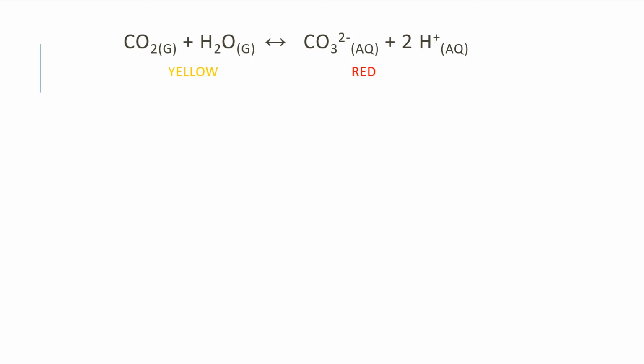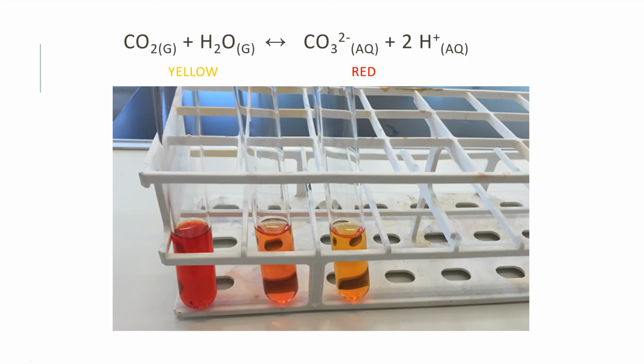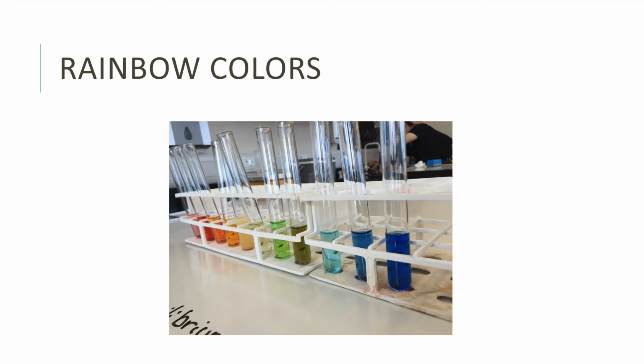CO2 plus H2O to form CO3 2- plus 2H+. All three of these test tubes were created from this equilibrium shift. Rainbow colors. This last photo shows all of the colors created from the equilibrium reaction shown below.